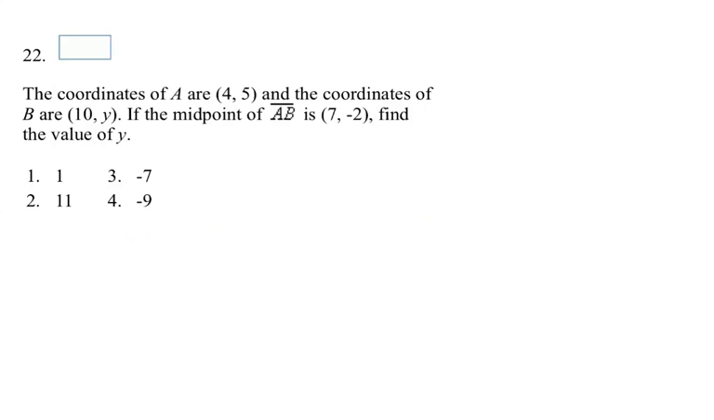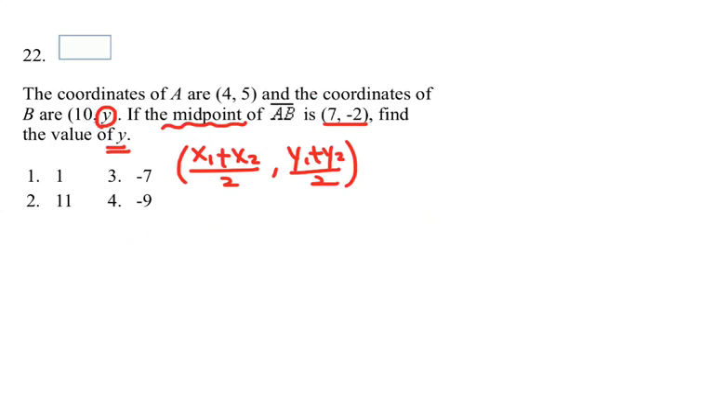Let us look at number 22 here. We want to find out the value of y when the midpoint is this. Then we will be using the midpoint formula. Since the only value we are concerned about is y, the midpoint formula would have been x sub 1 plus x sub 2 over 2, y sub 1 plus y sub 2 over 2, but we wouldn't need the midpoint for x because we already have that. We'll just be using the midpoint for y values.